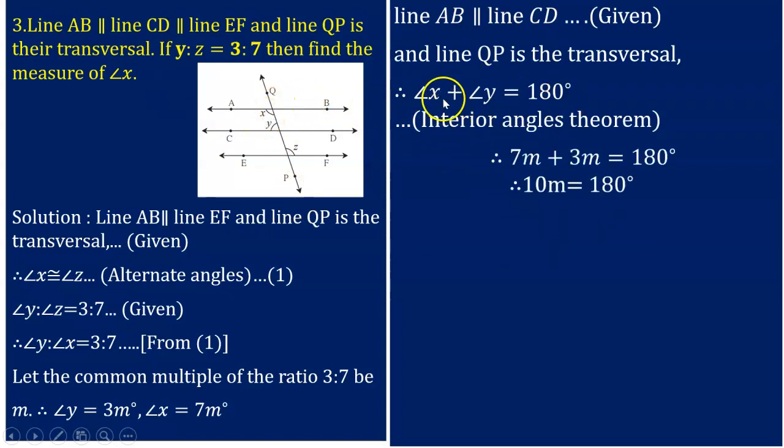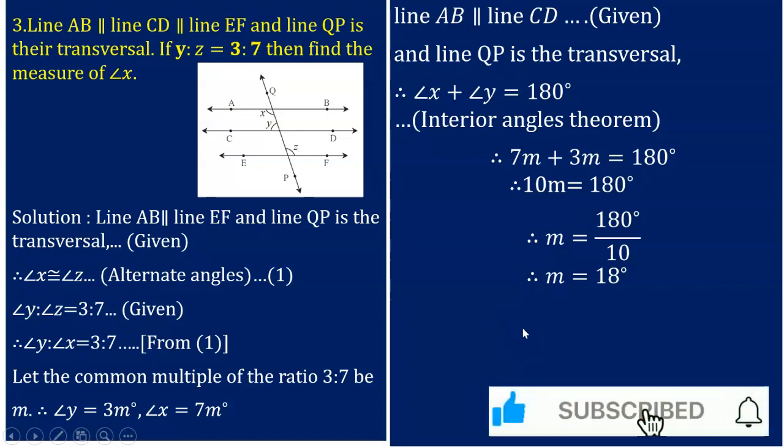ओके. एक्स मेजर किती आलं तर ते 7m आलं आणि वायचं किती आहे तर 3m. दोघांची टोटल करणार 10m is equals to 180. Therefore m is equals to 180 upon 10. m is equals to 18 degree. Okay.